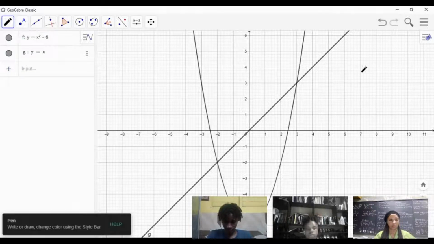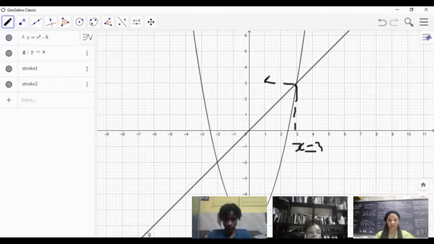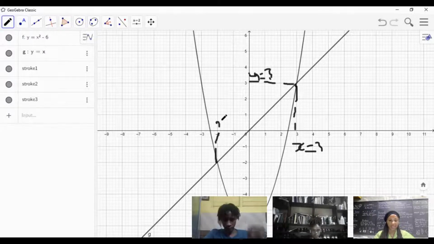Okay, miss. So the common points are 3, 3. So x is 3 and y is also 3. So when x is 3, y is also 3. And for the second point, when x is -2, y is also -2. All right, and so right here is the intersection. So when x is -2, y is also -2.